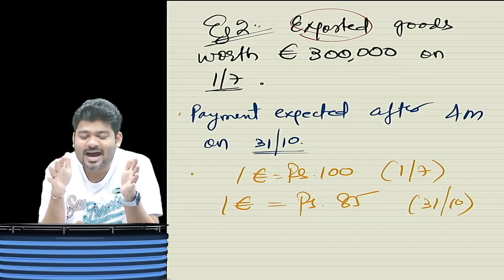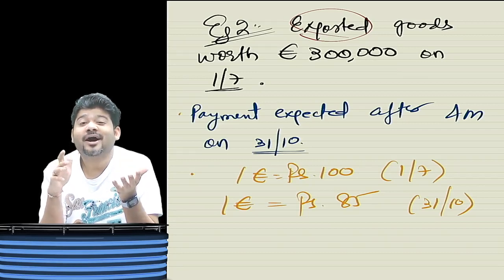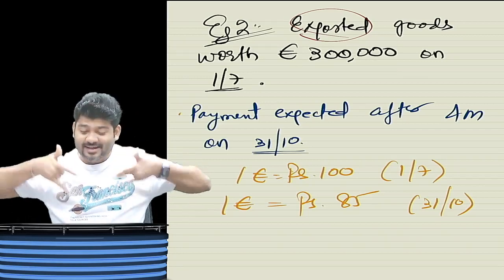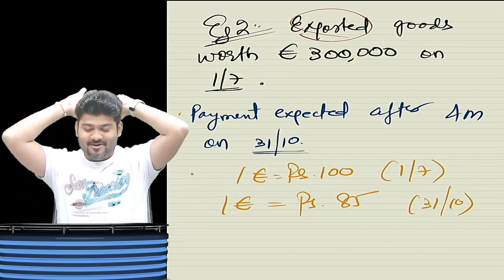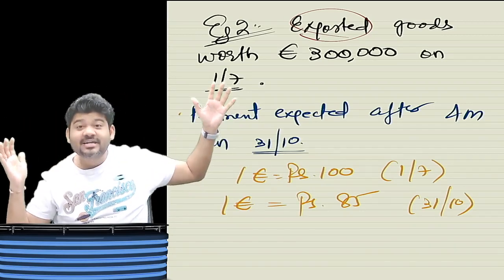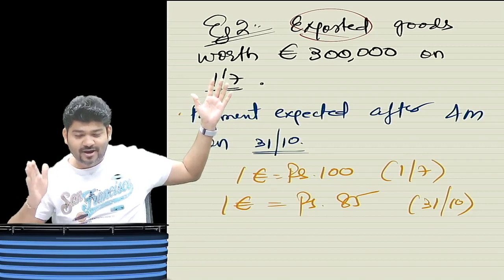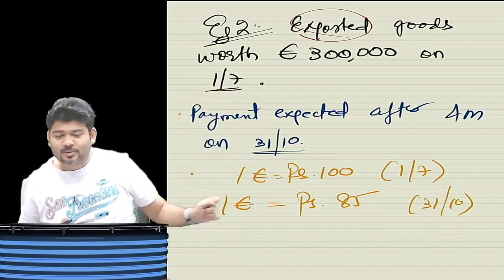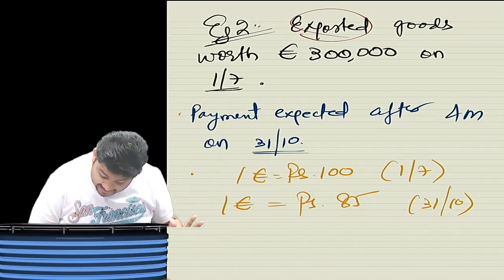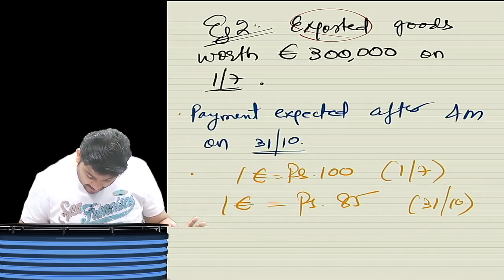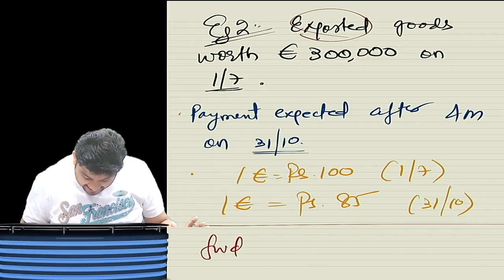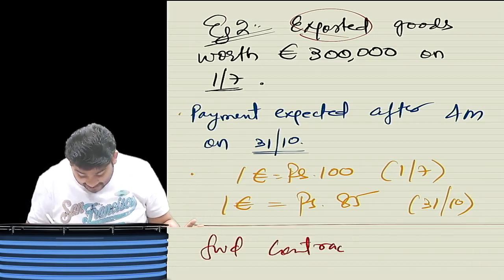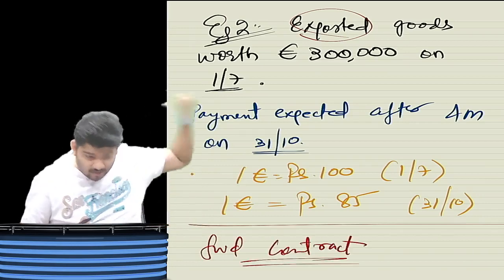Like, Macha, why fear when your friend is here? Am I right? So we will say, why fear when I am here? And exactly at this point in time, again we will tell him, brother, let's do a forward contract. And your friend is like, yeah, yeah, let's do it right now.